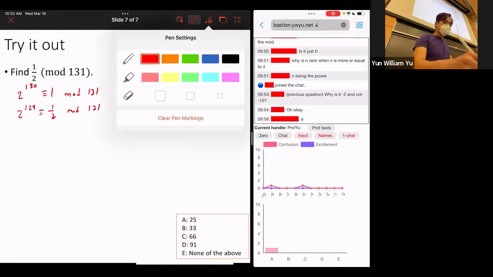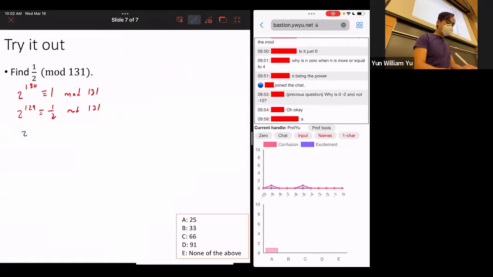So now we have to write out a bunch of powers of 2. 2 is congruent to 2. 2 to the 2, or 2 squared, is congruent to 4. 2 to the 4th is congruent to 16. 2 to the 8th is congruent to 256, which is congruent to 125, which is congruent to -6, just to make life a little easier. And 2 to the 16 is congruent to 36.